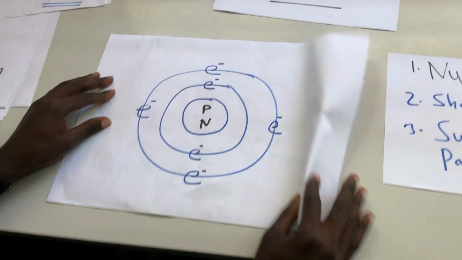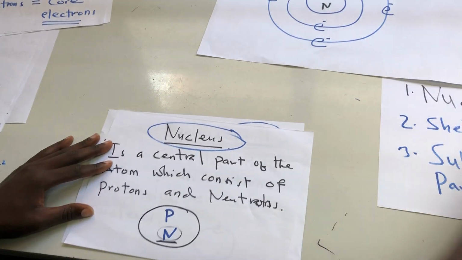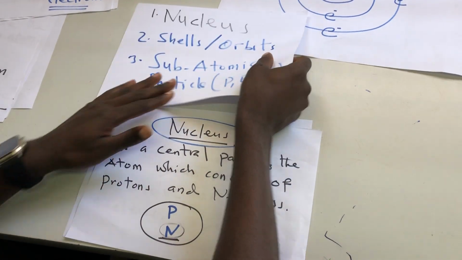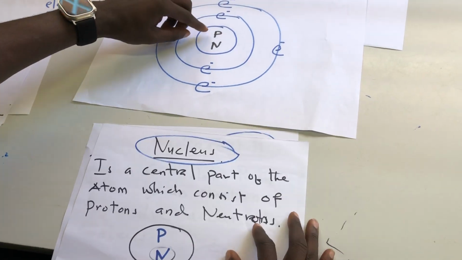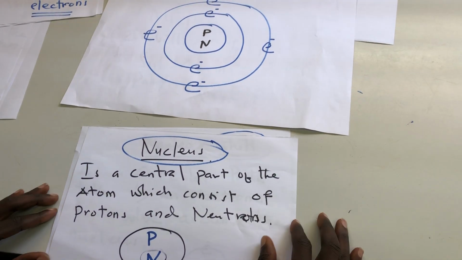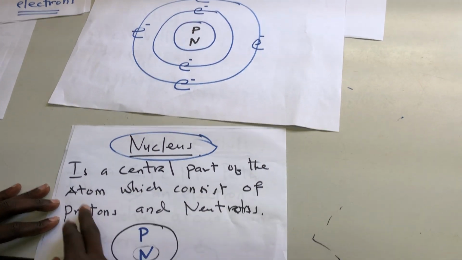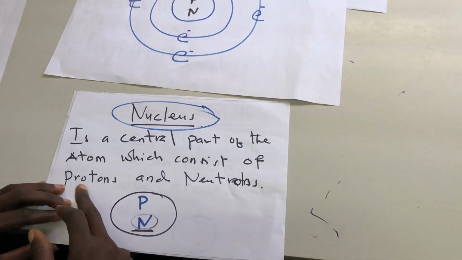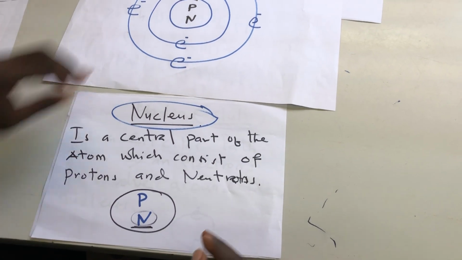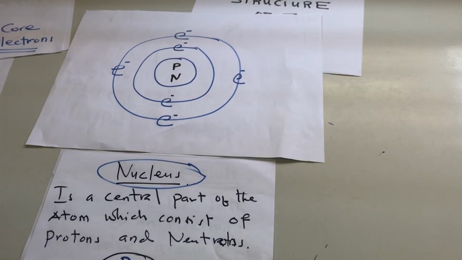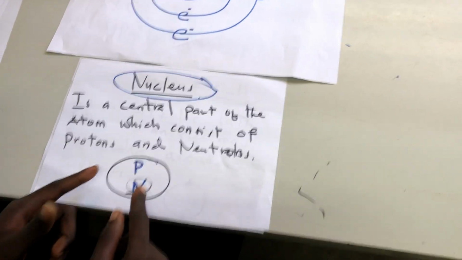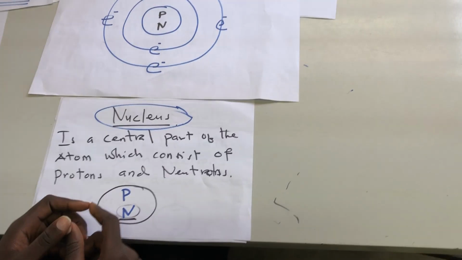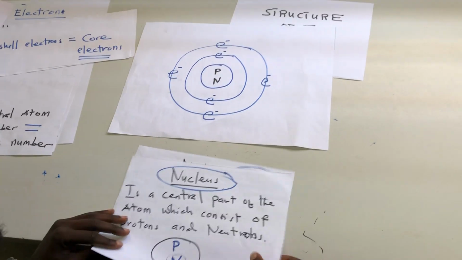So starting by number 1, which is nucleus. So nucleus inakuwa located at the center of the atom. So it's the central part of the atom which consists of protons and neutrons. Ukiweza kuangalia kwenye center hapa, utaweza kuona kicycle kidogo ambacho contains protons and neutrons, and this is what we call nucleus. So that is number 1.